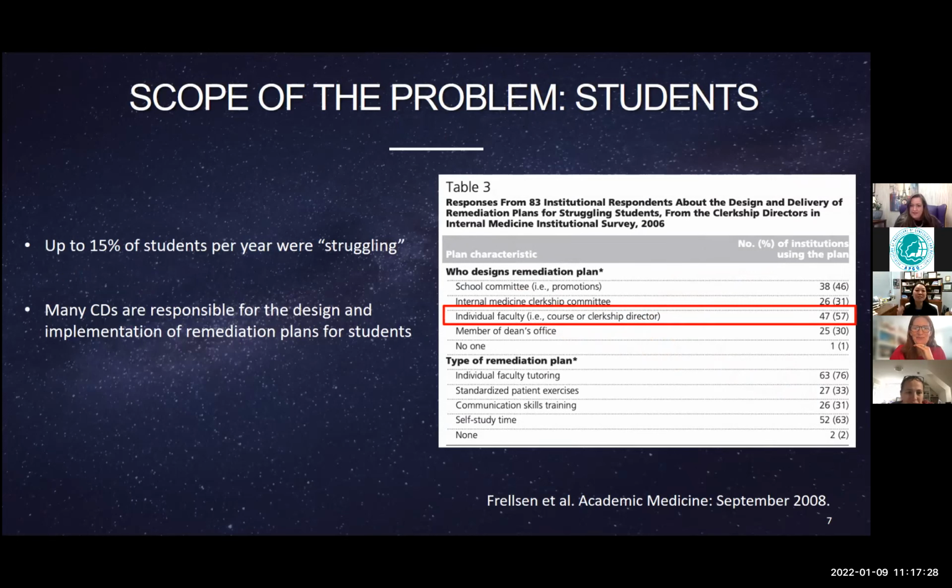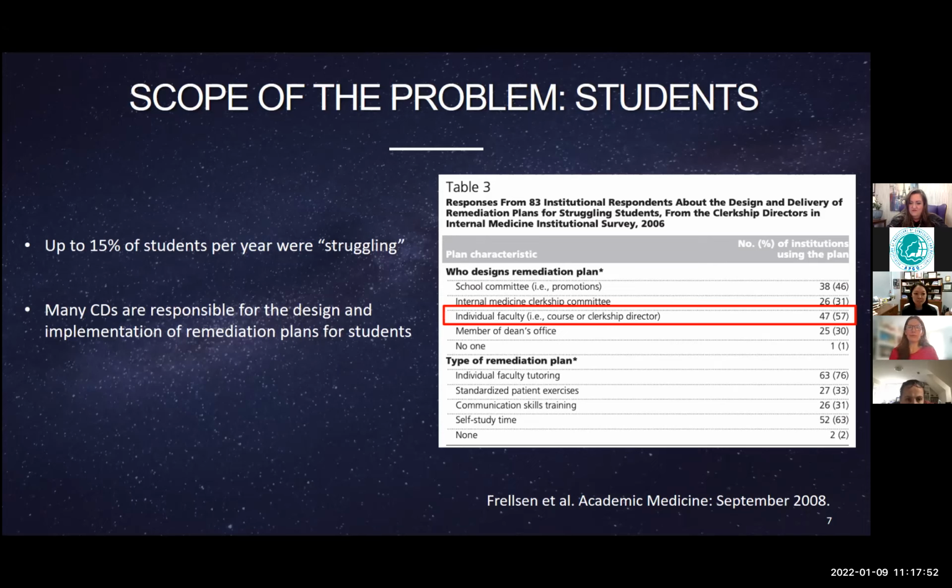So, just identifying the scope of the problem. This is a little bit older, but a 2006 study where internal medicine clerkship directors did an institutional survey, and about 83 institutions responded. At that time, up to 15% of students per year were struggling. And when they looked at who designs these remediation plans, about 57% of the time it fell on the shoulders of the individual faculty, meaning the clerkship directors.